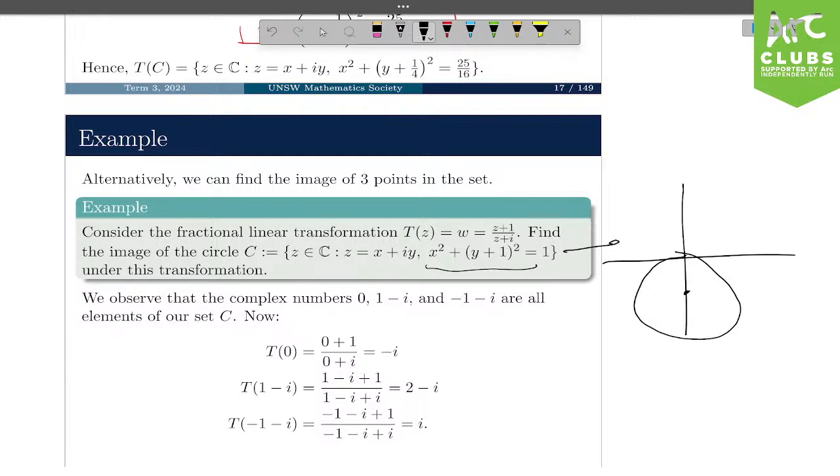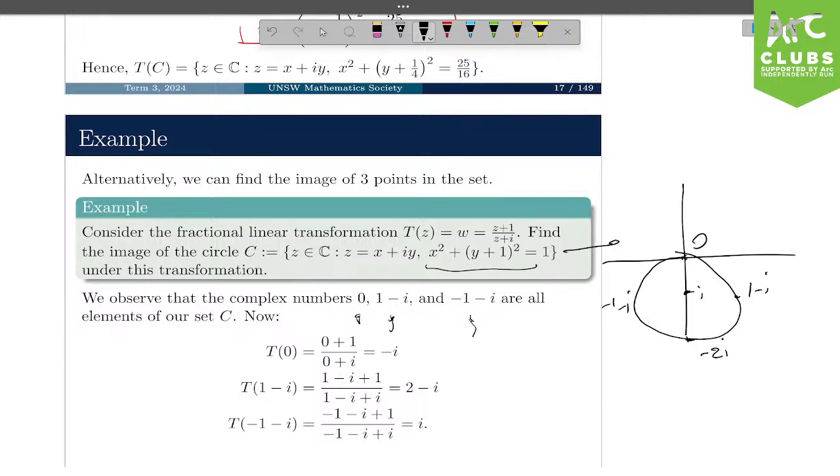So this is minus i. It passes through 0. It passes through minus 2i. But it also passes through 1 minus i and minus 1 minus i. So here, you can see it'd be pretty efficient if we just found the image of 3 points. So what 3 points do we pick? We pick nice points: 0, 1 minus i, and minus 1 minus i.